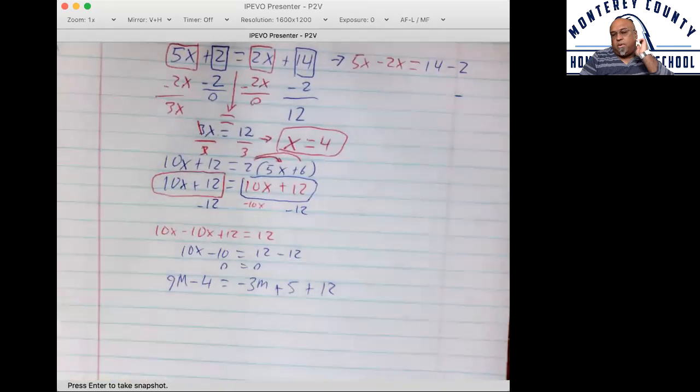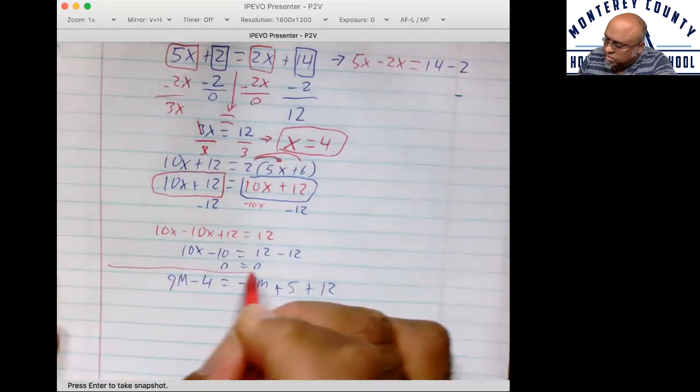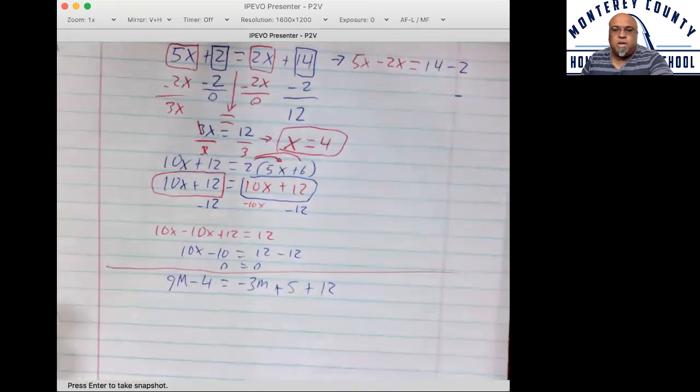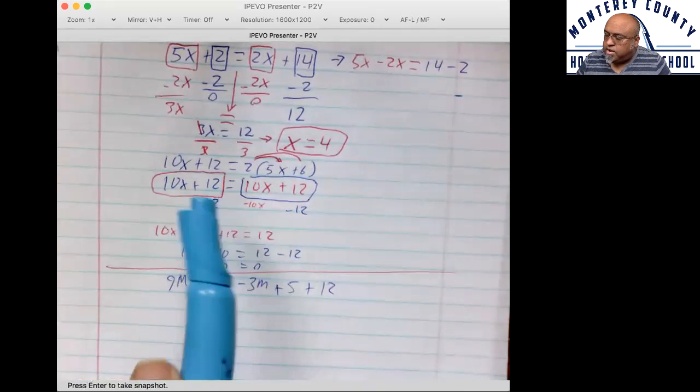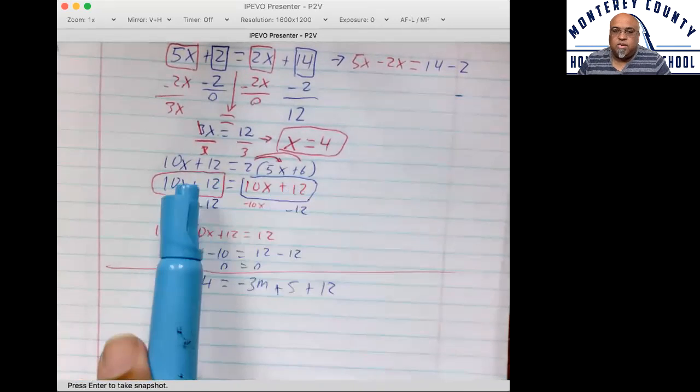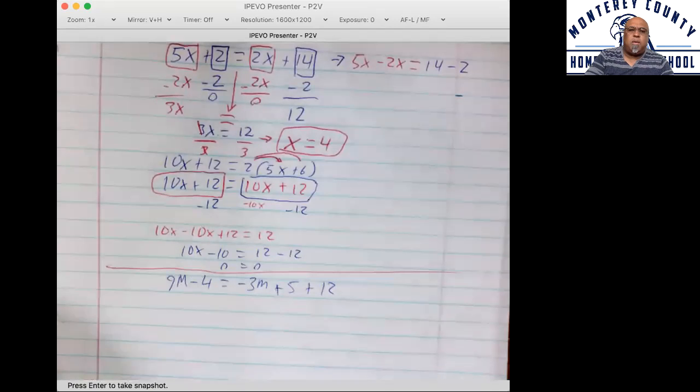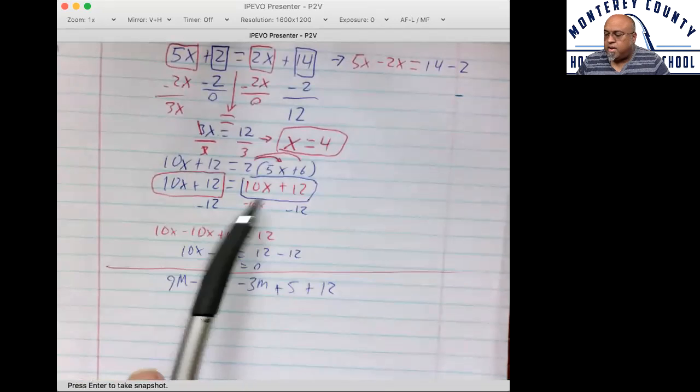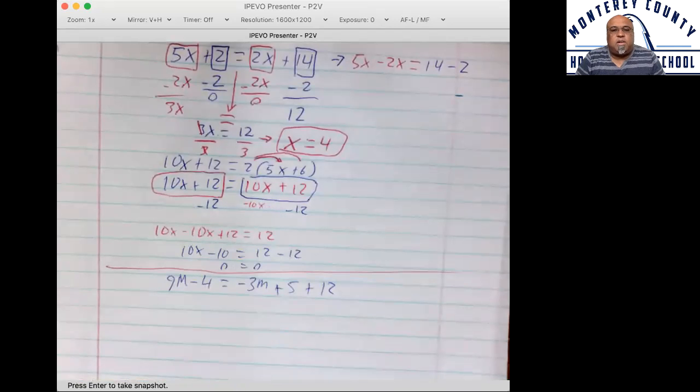Now, the point I'm trying to make is with this particular problem, I'm going to just draw a line here so we don't get it mixed up with my last problem. When we got to this point and you had the same number on both sides, given that we don't know the value of x, this is called an identity property problem, because whatever value I give x, it's going to equal the same on both sides.